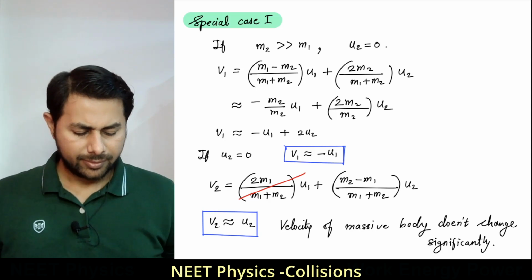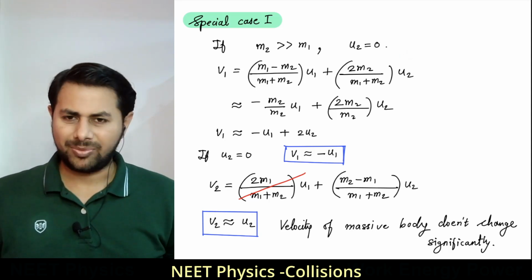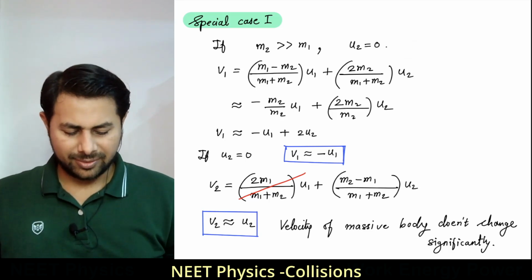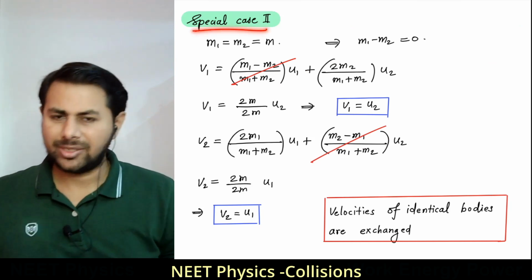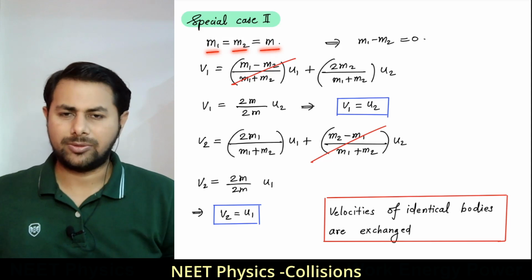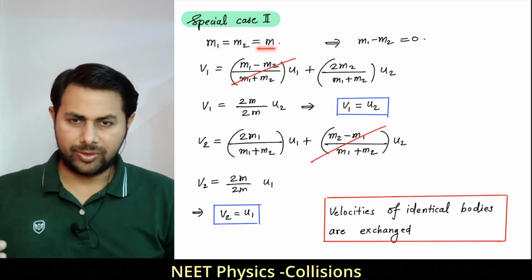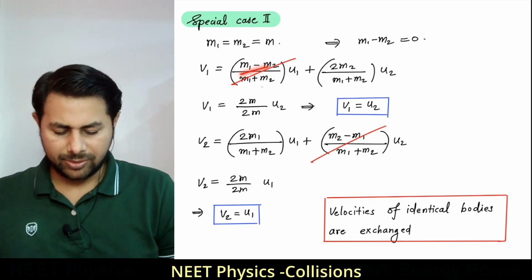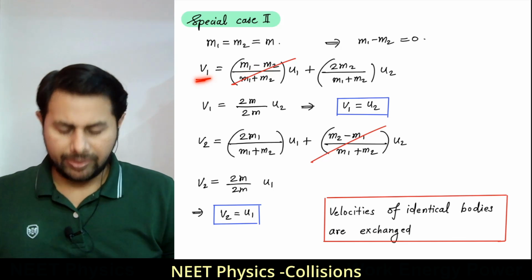Okay, so this is like common sense, but we are just checking it using the formulae, right? All right, then the second special case. If m1 is equal to m2 is equal to m, then m1 minus m2 is equal to what? It's equal to 0.